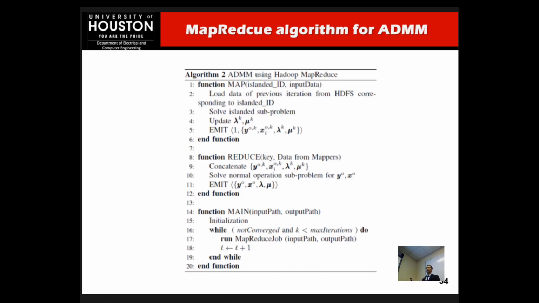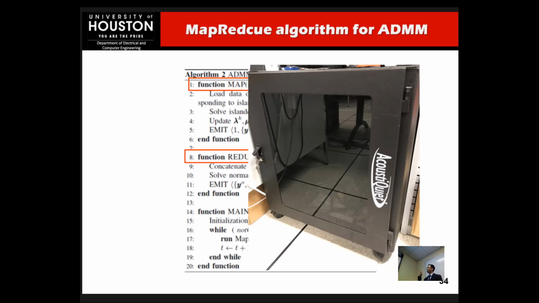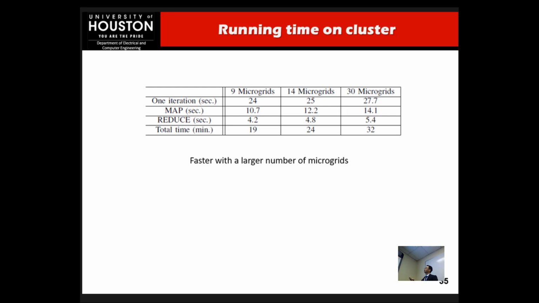In order to run the MapReduce programming model, we need to write a map function and a reduce function. In the map function, we solve the subproblem for islanded operation, and in reduce, we solve the subproblem for normal operation. We run our algorithm on the Hadoop cluster we built in our lab. This is a cluster with 8 computers inside: 1 master computer and 7 slave computers. We run our algorithm and compare the running time. Normally, when we have a large number of microgrids, the computational time does not increase too much, because the master computer will distribute the computational jobs to different computers.